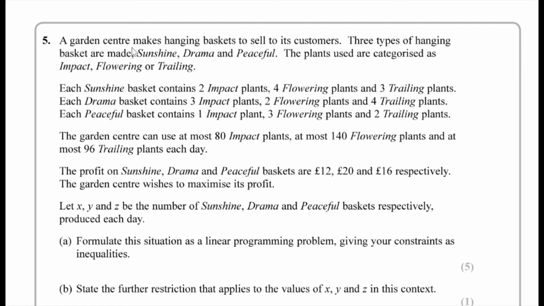Question 5. A garden centre makes hanging baskets to sell to its customers. 3 types of hanging basket are made: sunshine, drama and peaceful. The plants used are categorized as impact, flowering or trailing. Each sunshine basket contains 2 impact plants, 4 flowering plants and 3 trailing plants. Each drama basket contains 3 impact plants, 2 flowering plants and 4 trailing plants. Each peaceful basket contains 1 impact plant, 3 flowering plants and 2 trailing plants.